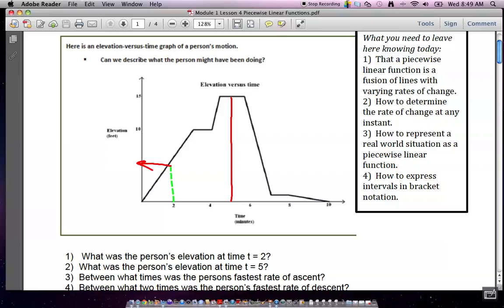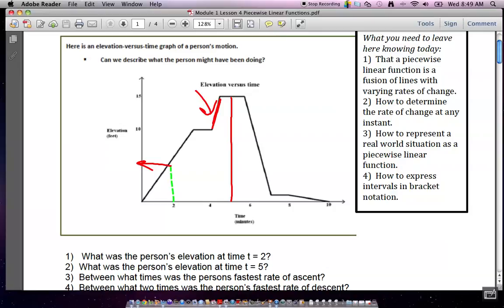Okay, next, we're here. Between what times was the person's fastest rate of ascent? In other words, between what 2 times was the greatest rate of change? Rate of change is like slope. Emma? Wait, between what 2 times? Yes. 4 and 5. Let's see. Yeah, I would say it doesn't quite reach 5, so maybe like between 4 and 4.5, right? Something like that. But can we all agree that this is the greatest slope, the biggest slope?